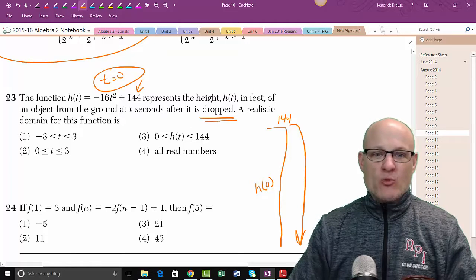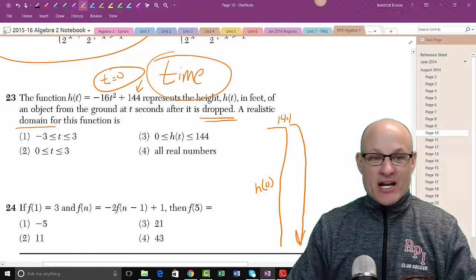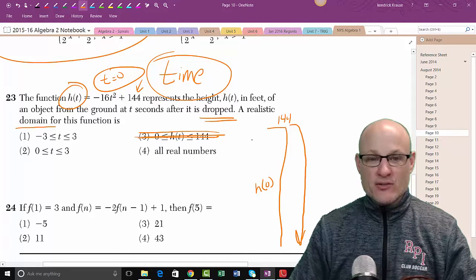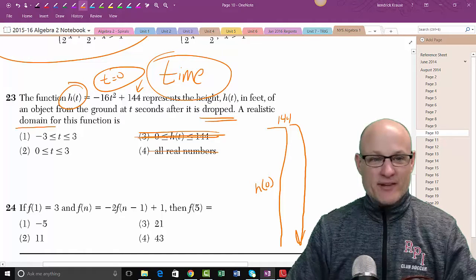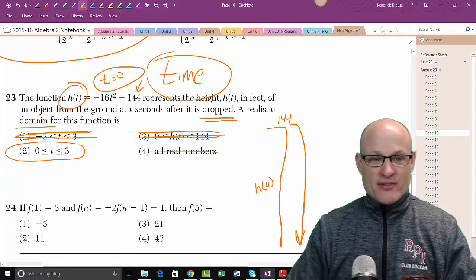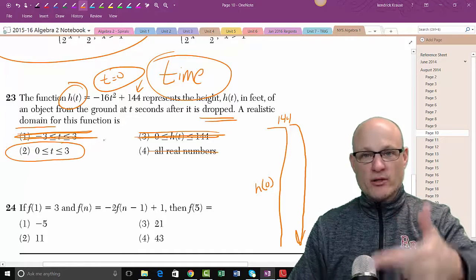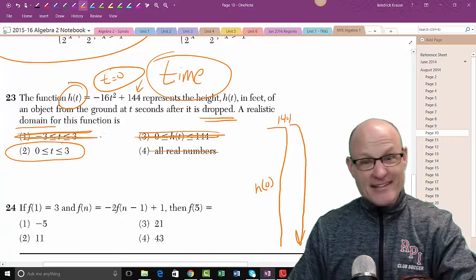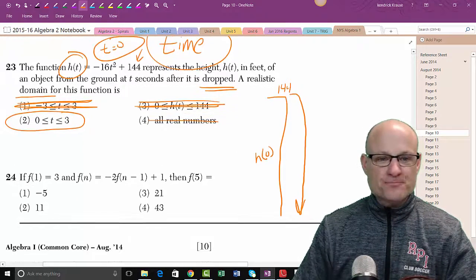So the question says, what would be a realistic domain? Domain is time. T. Not height. Domain is time. So this one doesn't even make any sense. All real numbers would include negative values for time. Wait a second. We can't have negative values for time. Let's get rid of this one because we can't have negative values for time. And this is the thing that would make the most sense for time. Time equals 0. Okay, let's drop it. 1001, 1002, 1003. Splat! Time equals 3. All right, done. Last problem.